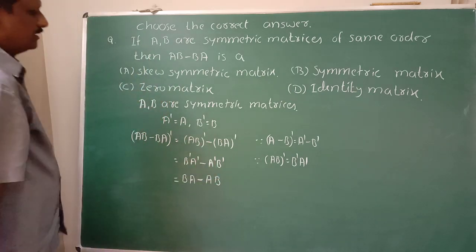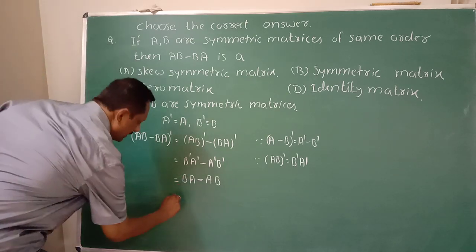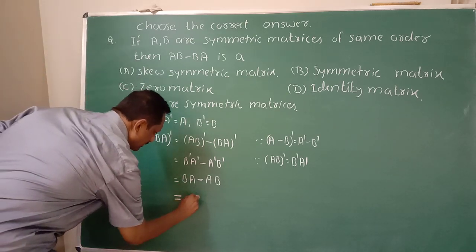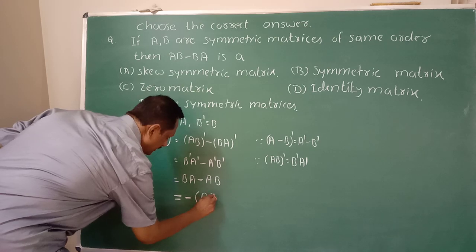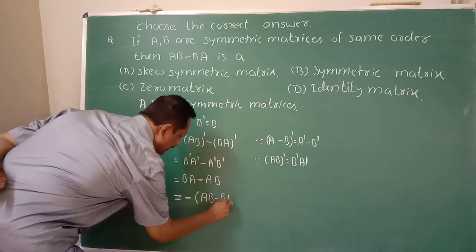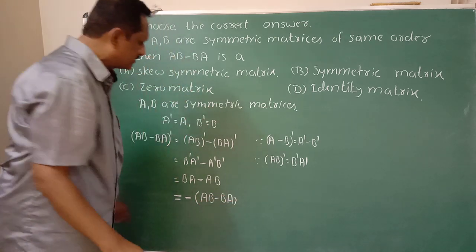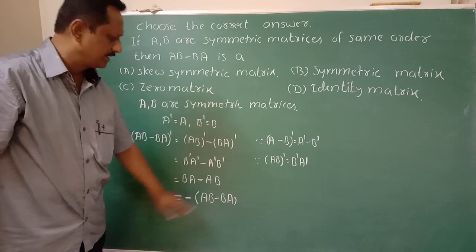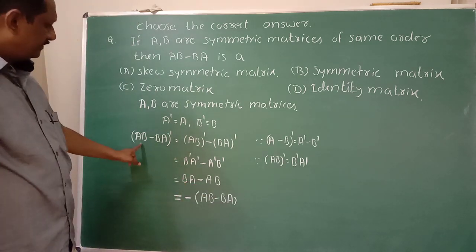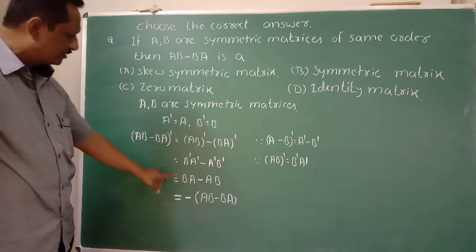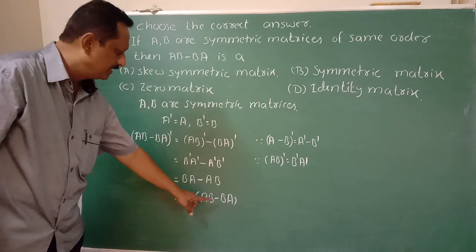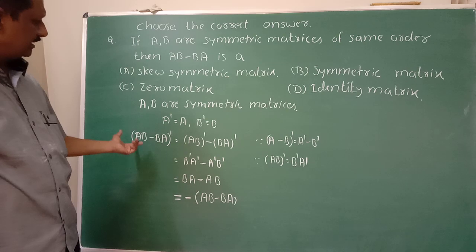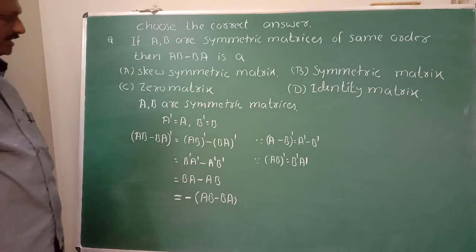Now take a minus common factor here. Minus is a common factor. Then AB minus BA. If you take minus common here, then this becomes a positive term and this becomes a negative term. Yes, (AB minus BA)' is equal to minus of (AB minus BA). The meaning here is that AB minus BA is a skew symmetric matrix.